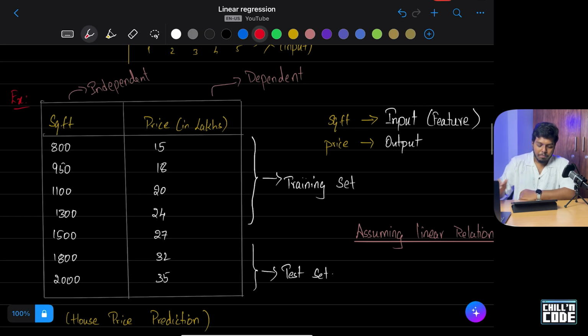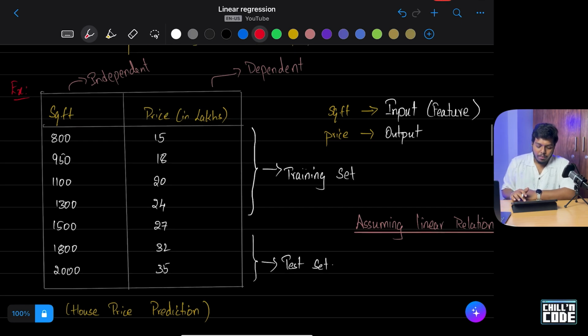So, consider this example data set of house price prediction. Here we have two columns. One is for square feet and the other is the price of the house for that square feet. If the square feet is 800, then the price is 15 lakhs, and if the square feet is 950, the price is 18 lakhs, and so on. The data set here has 7 rows.